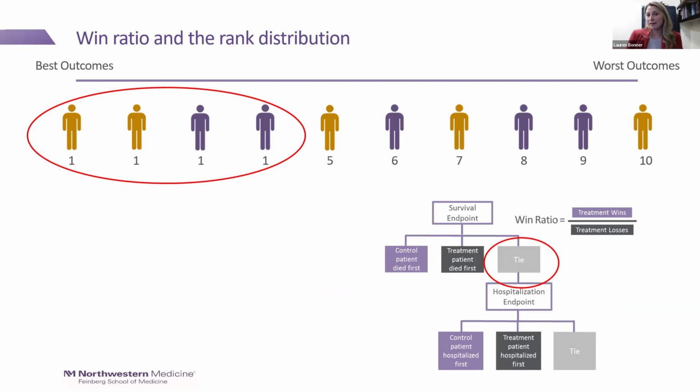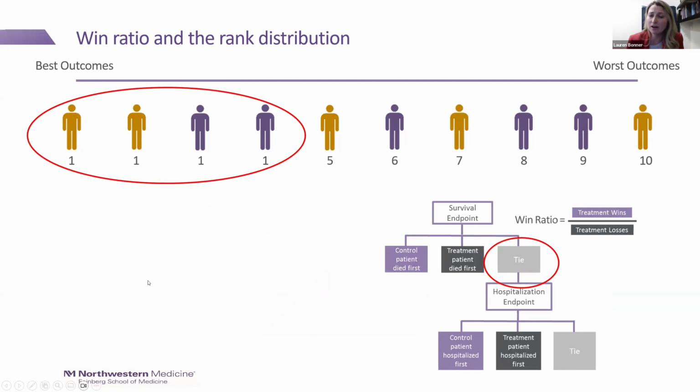So maybe what you're thinking is, okay, but why would you just have information on that first endpoint, right? In reality, you rarely have this nice complete rank distribution. Otherwise, what's the point in using the win ratio in that scenario?